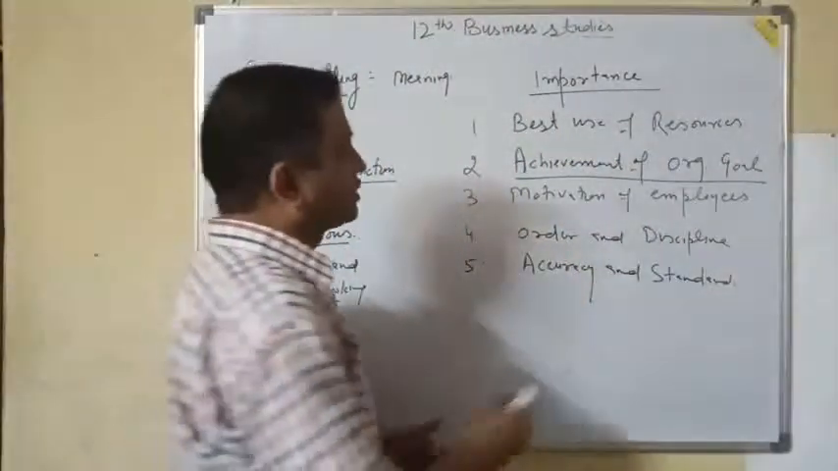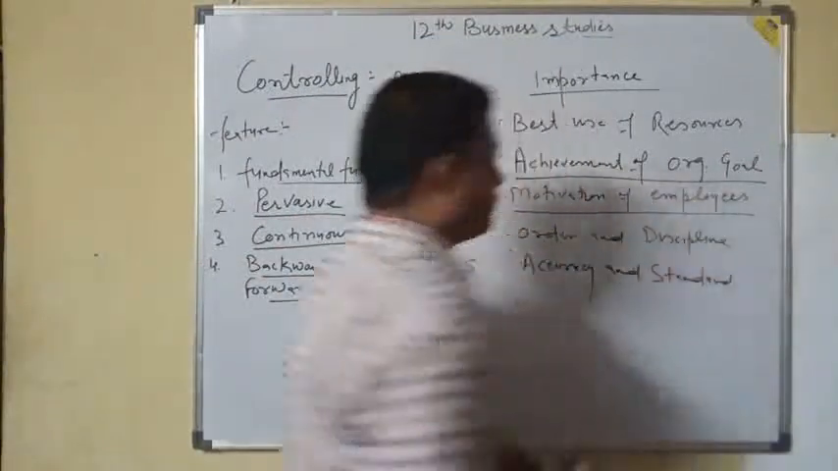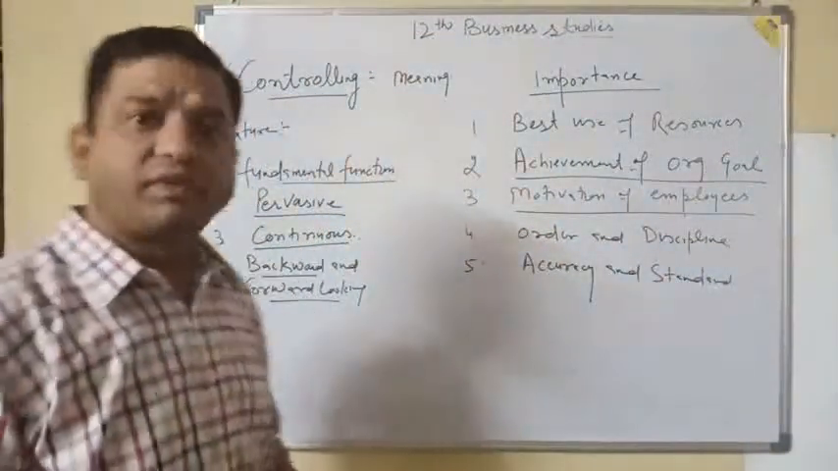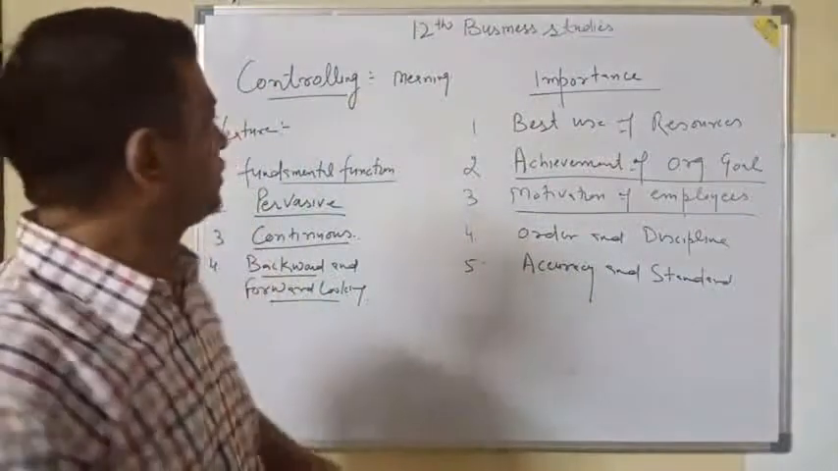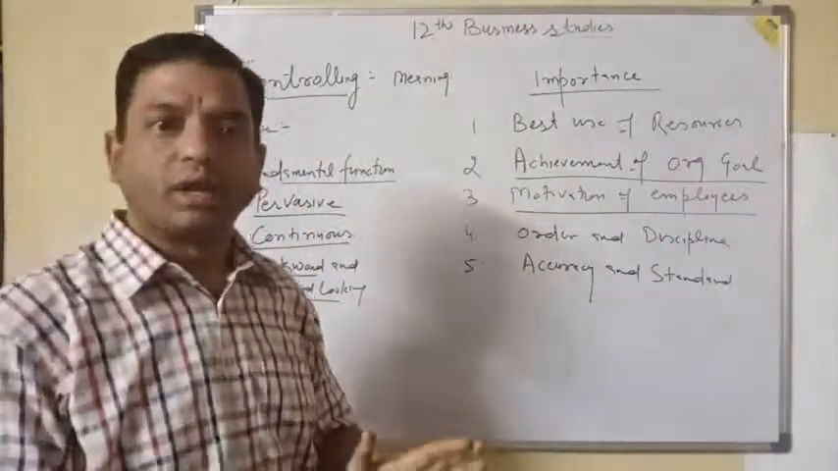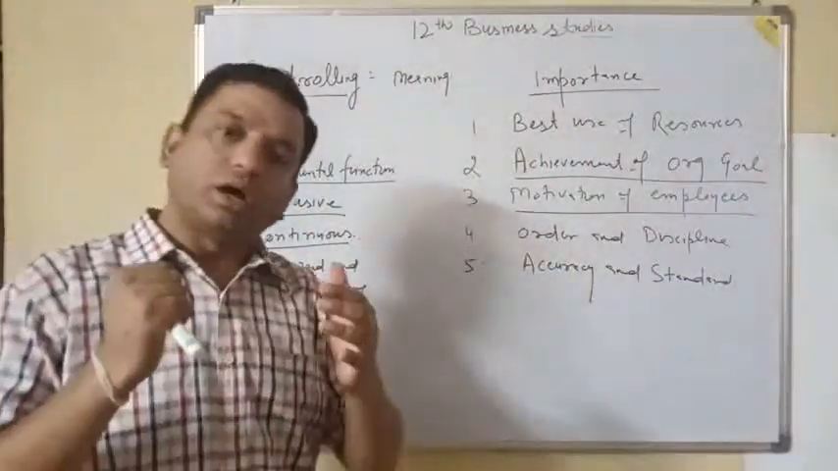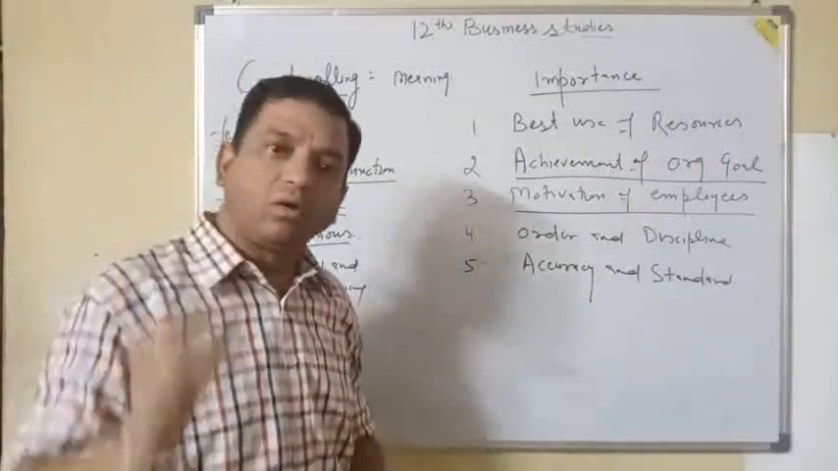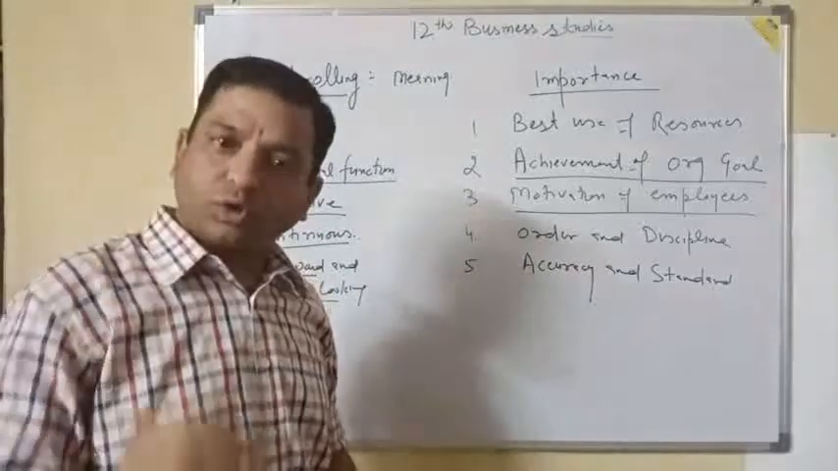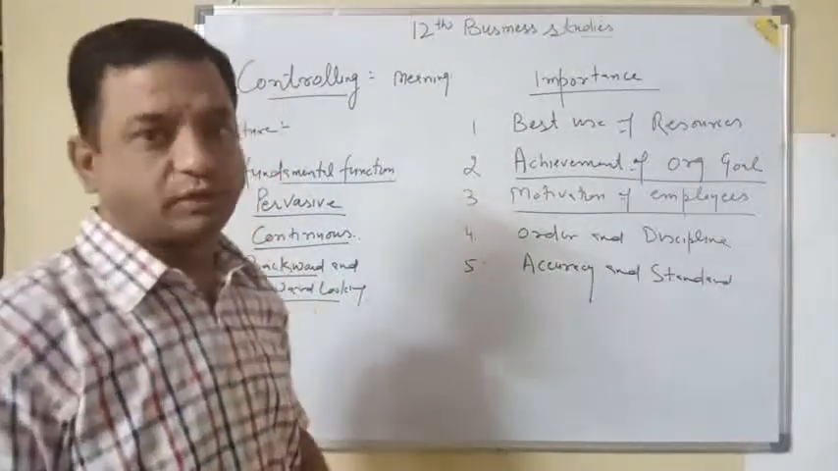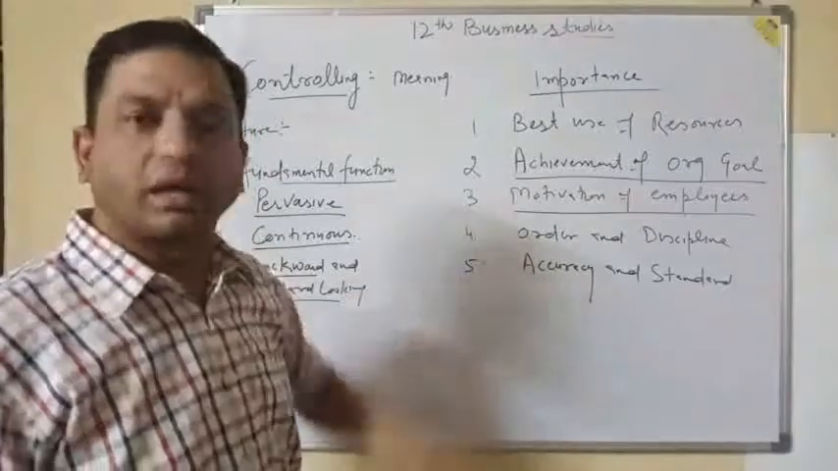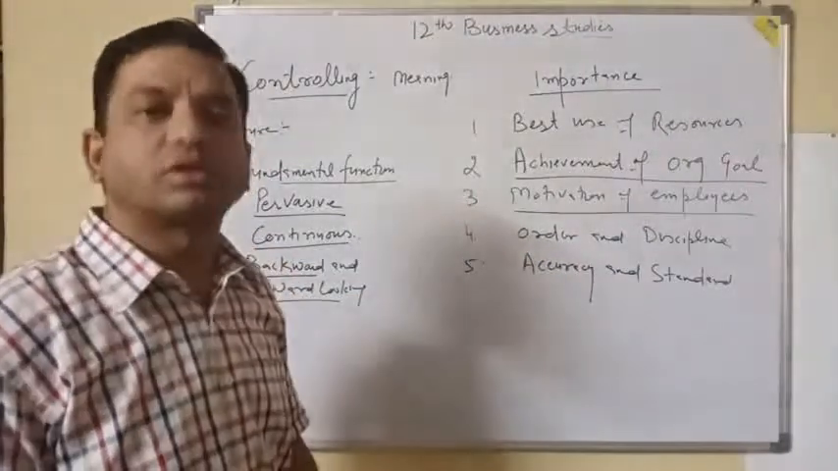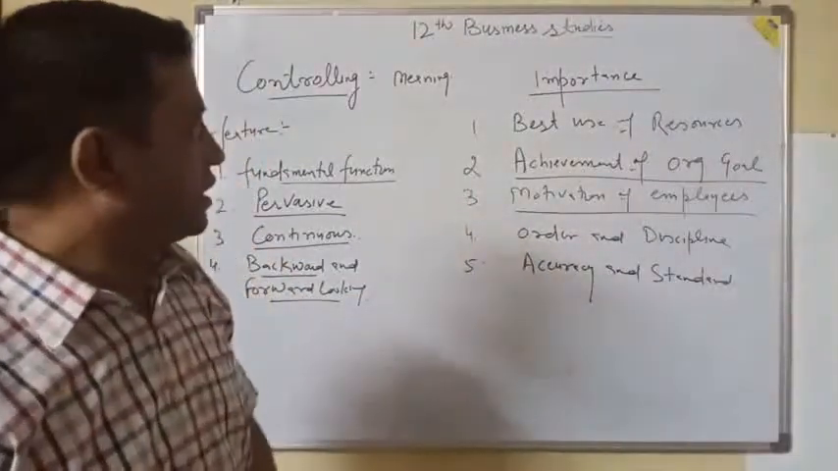Third, motivation of employees. How can employees be motivated? Because everything will be done according to the system, according to the pre-decided plan. When they have to work according to the plan, definitely they will be motivated because they will know what to produce, how to produce, and how much to produce. They will be given a target, and definitely that will work as a positive factor for them.